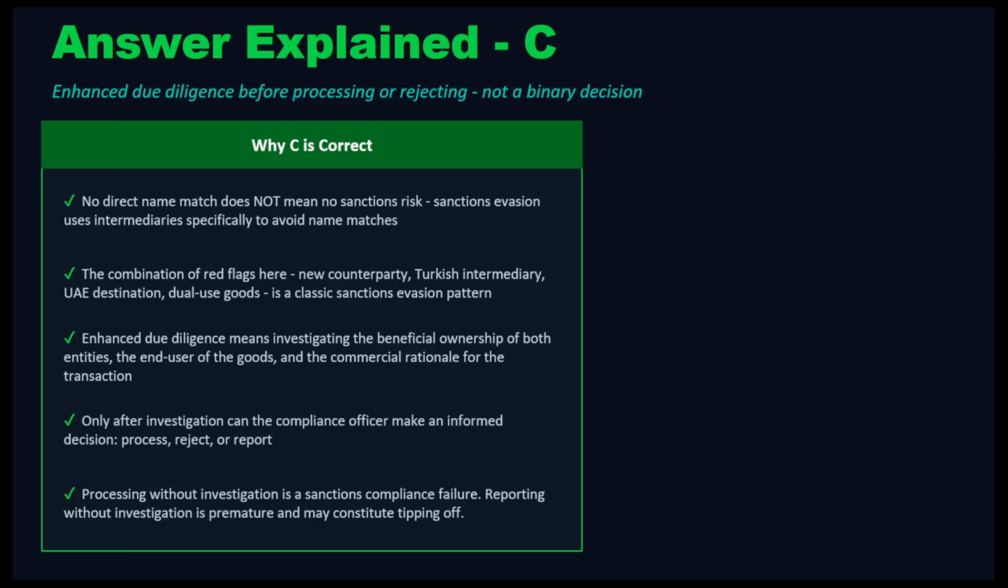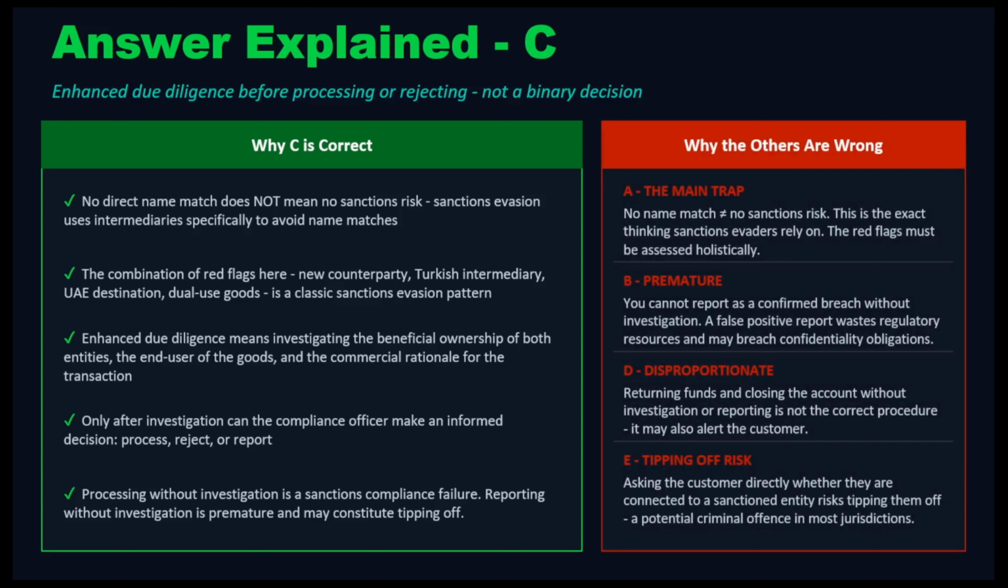So why are the other options wrong? Option A was the main trap. No direct name match does not mean no sanctions risk. This is the thinking that sanctions evaders rely on, and this is what you need to be careful about in your exams. You need to pick the right keywords as well. Processing transactions without investigation, with this many red flags, is a compliance failure.